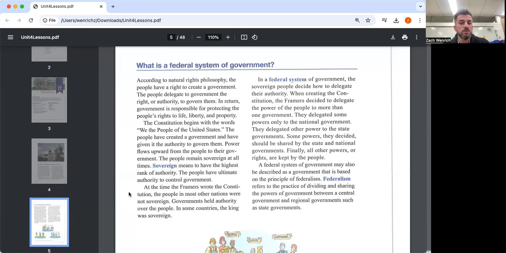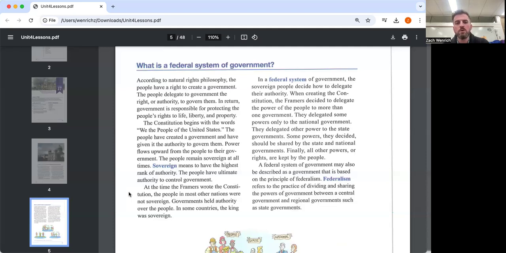The Constitution begins with the words, "We, the people of the United States." The people have created a government and have given it the authority to govern them. Power flows upward from the people to their government. The people remain sovereign at all times. Sovereign means to have the highest rank of authority. The people have ultimate authority to control government.